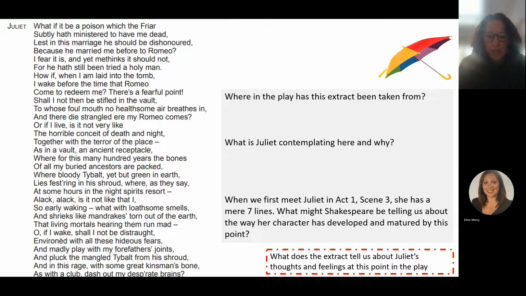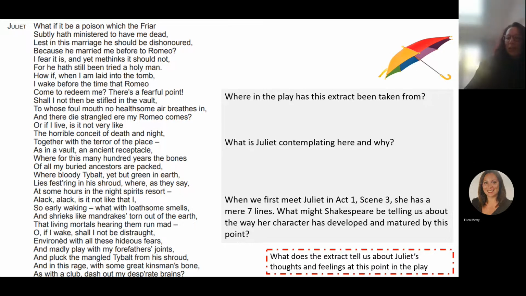And when we first meet Juliet in Act 1, Scene 3, she has merely 7 lines. This is quite a significant soliloquy of Juliet here. What might Shakespeare be telling us about the way her character has developed and matured by this point?